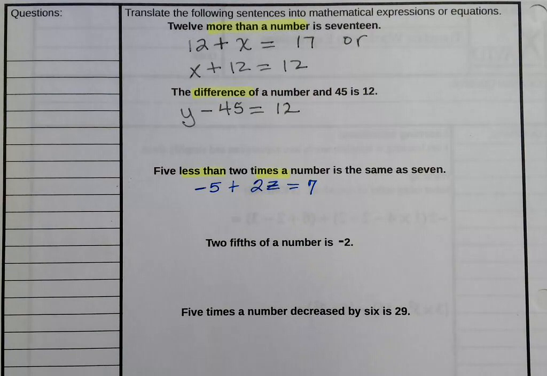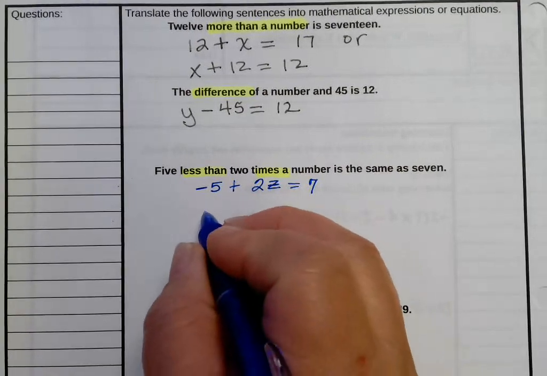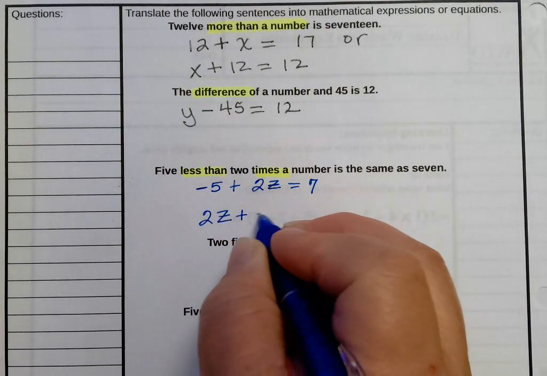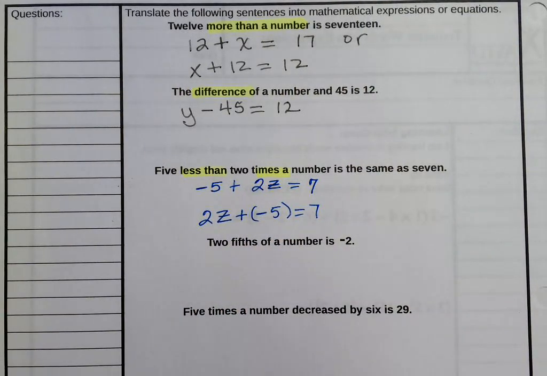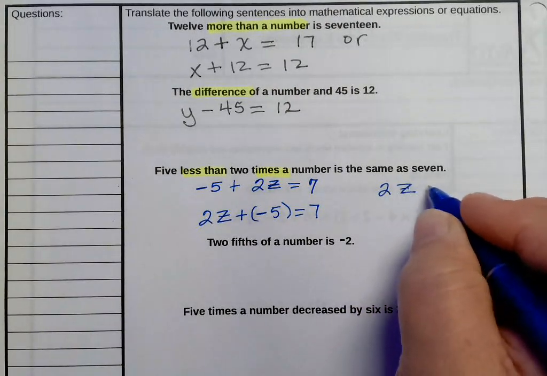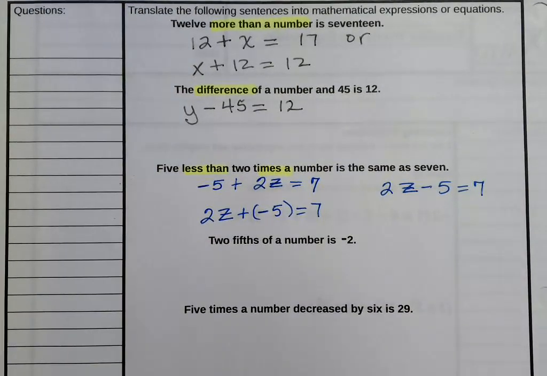Okay, that's not the only way I could have written it. I could switch these around because multiplication is commutative. 2Z plus negative 5 is equal to 7. There's actually one last way we can write it if we write it as a subtraction problem. 2Z minus 5 is equal to 7. Okay, so as we're looking at this, all three of those equations are equivalent. The way you're going to write it is the way that you understand it up here.